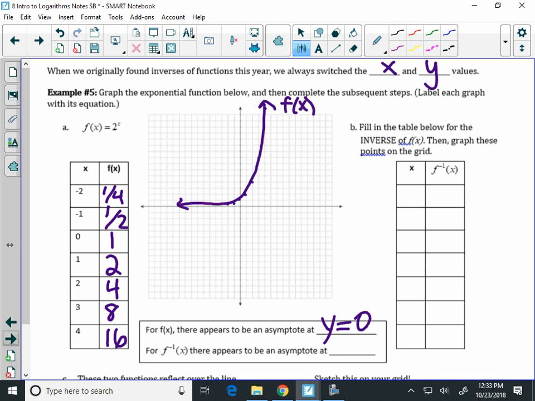So now, let's get to the point of today. We're going to graph the inverse of that function. And we said the way we do that up here is we switch the x and the y values. So I want you to take this table. All of these x values in this column, they're going to go in the y column. So let's do that. We'll have negative 2, negative 1. And then all of the y values over here become your x values.